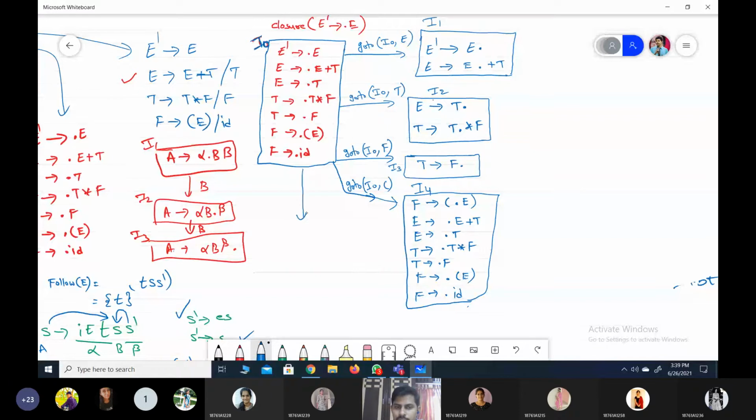And the next possibility is goto of I0 on ID. If you apply ID, then the production will be F tends to ID dot. ID is a single terminal. So this will be treated as a new item set, I5. Okay, everyone.